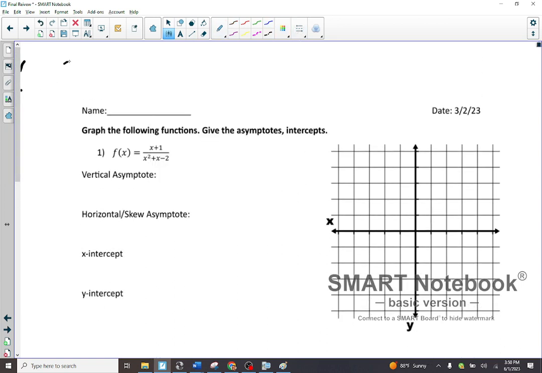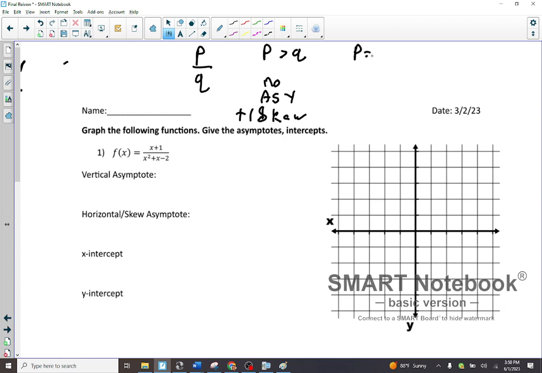So P over Q decides what type of asymptotes you have. If P is greater than Q, and when I say greater, I mean the highest power is greater, then that is going to be no asymptote unless it's exactly one higher. If it's exactly one higher, then it's going to be a skewed asymptote. And that only happens when it's one higher, so plus one more.